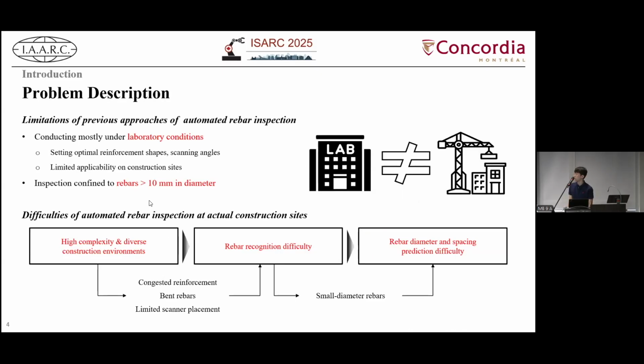However, there are some limitations. Most prior research was conducted under controlled laboratory settings and predominantly dealt with rebars larger than 10 millimeters. But construction environments are far more complex and varied. There is congested reinforcement, rebars can be bent, and also the scanner placement is often restricted. Such conditions can make recognition of rebars and prediction of their diameter and spacing difficult.